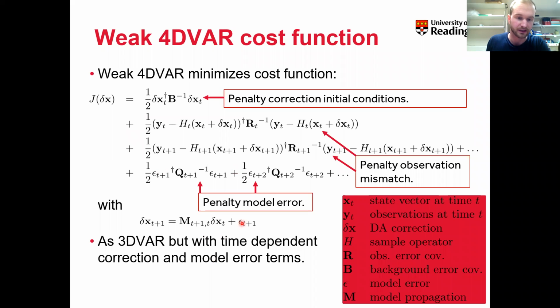So the model error is the difference between your model correction at time t+1 minus what you expect the model correction to be based on the model correction at the previous time propagated forward in time by your model. And Q over here is once again a covariance function, in this case, the model error covariance.